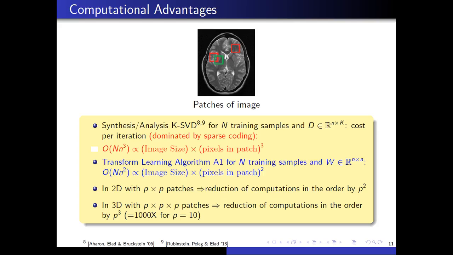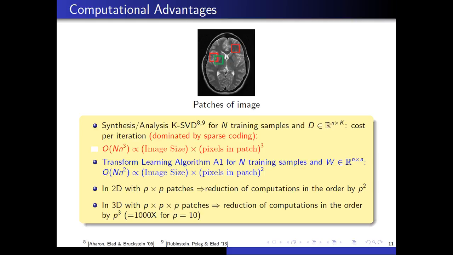Okay, so beyond that, there are computational advantages. If we consider the synthesis or the analysis algorithms, one famous algorithm is KSVD, due to Aharon, Elad, and Bruckstein. Very popular algorithm for learning synthesis dictionaries. Its cost is like this. If you have the image size in pixels times the size of a patch, so a patch is, for example, 8 by 8, so 64, the computational cost scales like this: image size times the cube of the number of pixels in a patch.